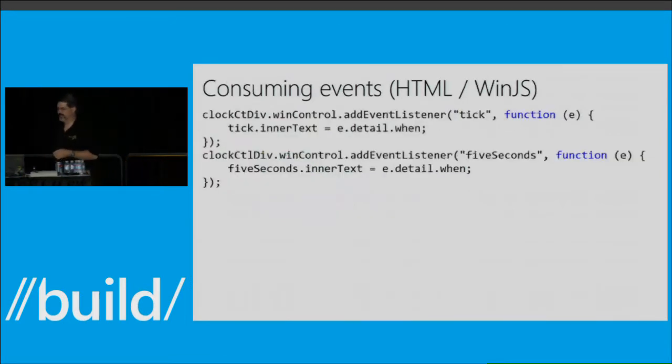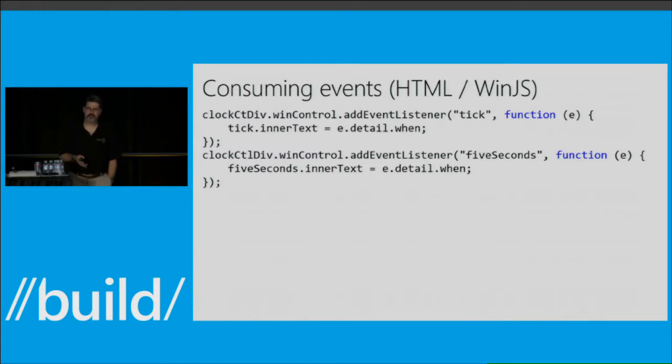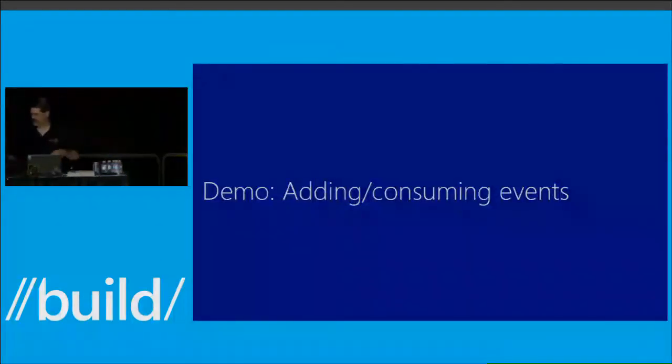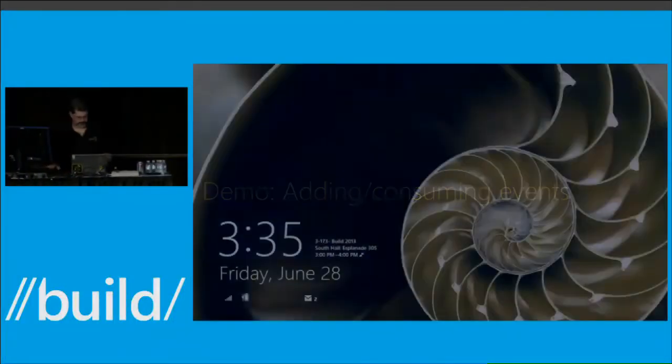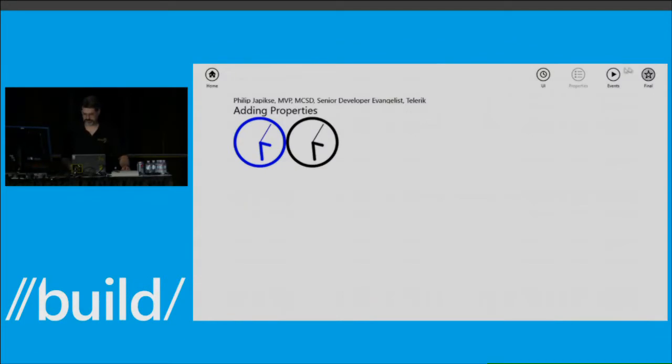Consuming them is super easy. If you're used to JavaScript, I just add an event listener. And then the parameter that comes into the event, by convention we usually call that E, has the details that we passed in that anonymous object that we created. So what does this look like in code? I'd love to reset that timeout.